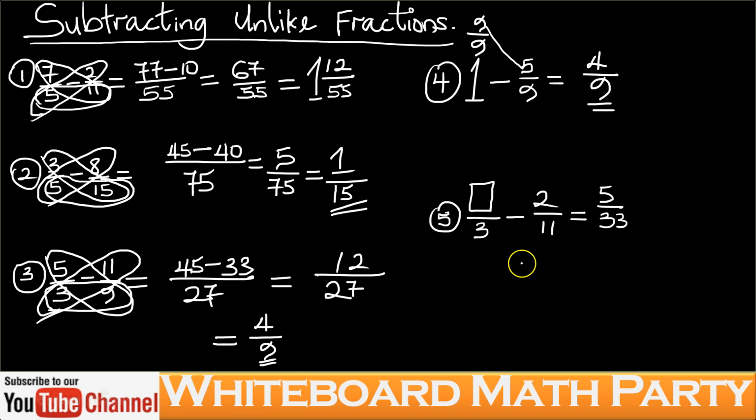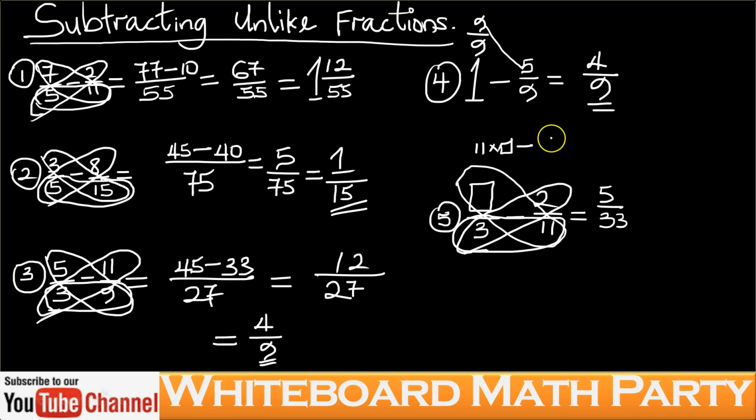Finally, let's dig into this. Here, we don't know what the numerator is, but we know that 3 times 11 is 33. There's a number times 11. We'll keep it down that we're multiplying a particular number by 11. Okay, the number is in the box. Minus 3 times 2 is 6.